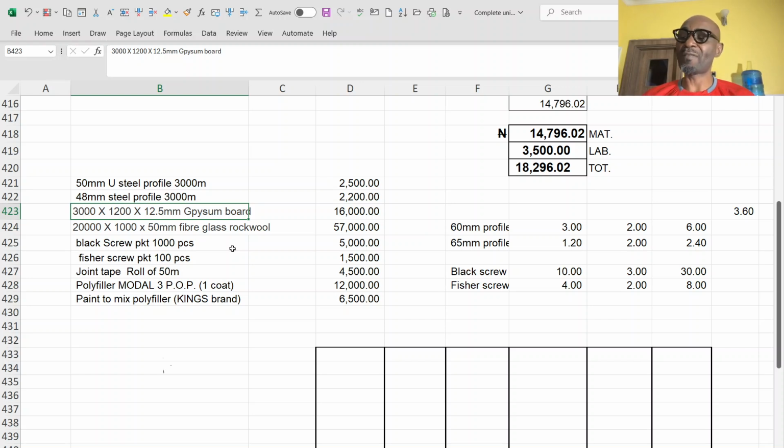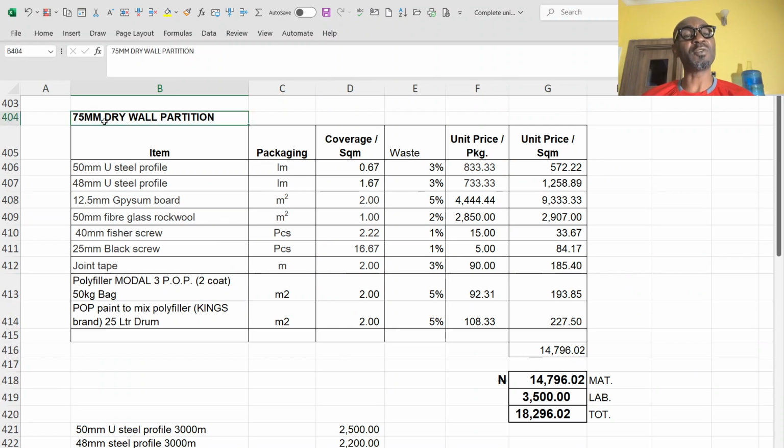If it is a 12.5 thick board and you're going to put the board on both sides, you're cladding it on both sides with 12.5. So 12.5 plus 12.5 gives you 25. So 25 plus 50 makes out the 75 you're seeing here.